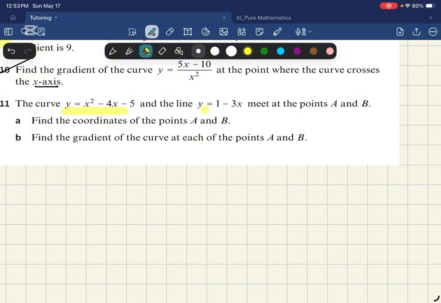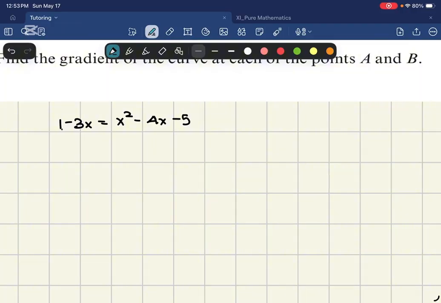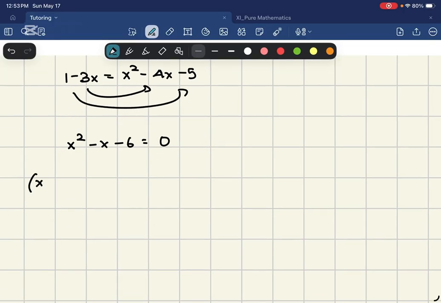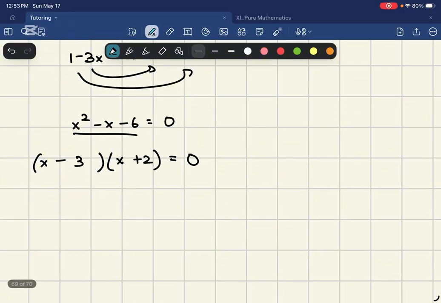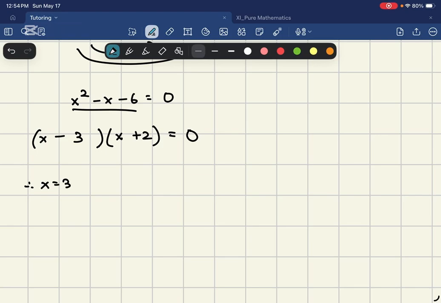This curve and this line meet at the points A and B. So find A and B. Okay. So we just want to equate the two curves, right? And if I bring all the terms to the right-hand side, I get this expression. And I can factorize this. Minus 3, plus 2. And if you check, when you expand this, you get this expression. Therefore, x is going to be 3, or x is equal to minus 2.